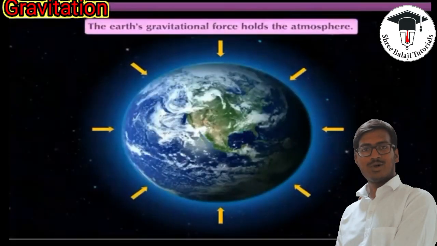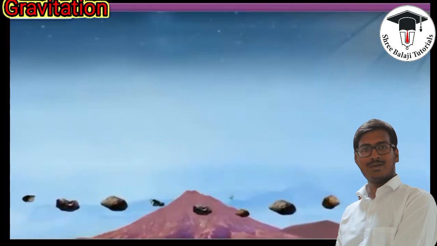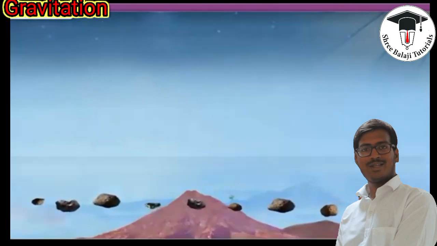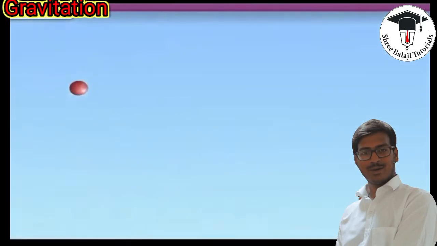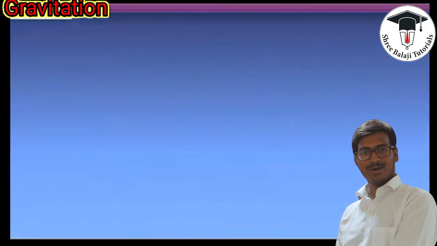The earth's gravitational force holds the atmosphere. If there had been no gravitational force, there would have been no atmosphere, due to which the living world would not have survived. In the absence of gravitational force, all objects would have floated. An object thrown vertically upwards would have continued to move upwards and would have never fallen on the ground.